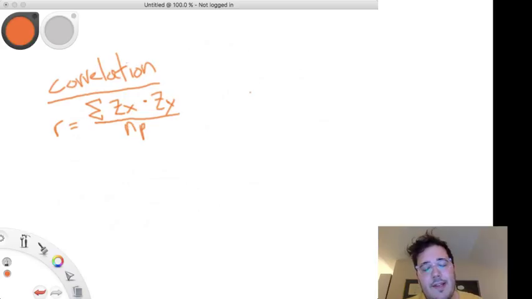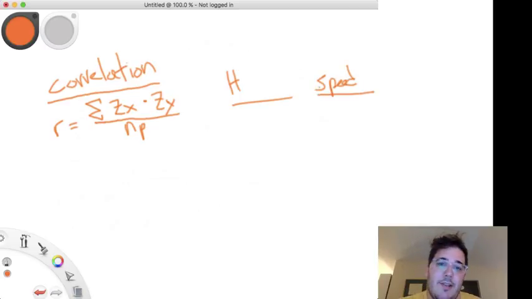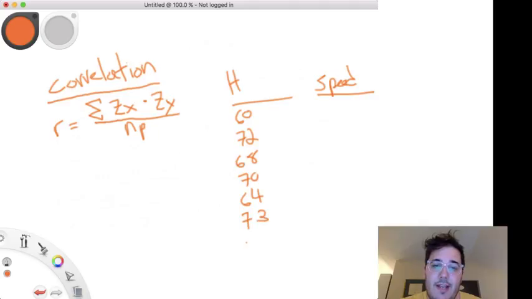So the way that looks, like we did an example in recitation, it was height, which I'm not going to spell because I always spell it wrong, and speed on some race. You'll see people who are 60 inches tall, 72 inches tall, maybe 68 inches, 70 even, 64 inches. You have a bunch of people who are all different heights. And then you have their speed as measured by time to complete a race, TTCR, let's call it that.